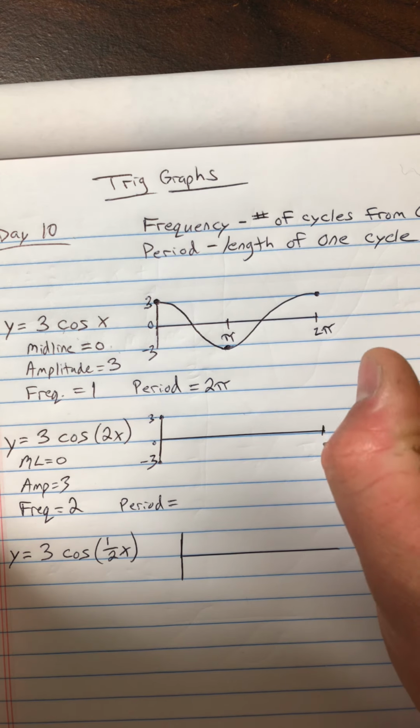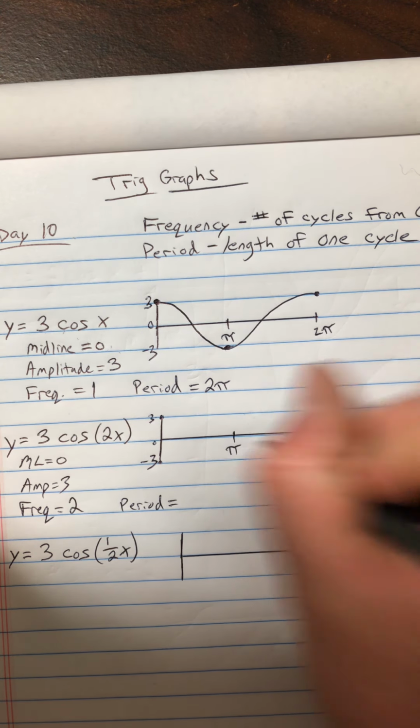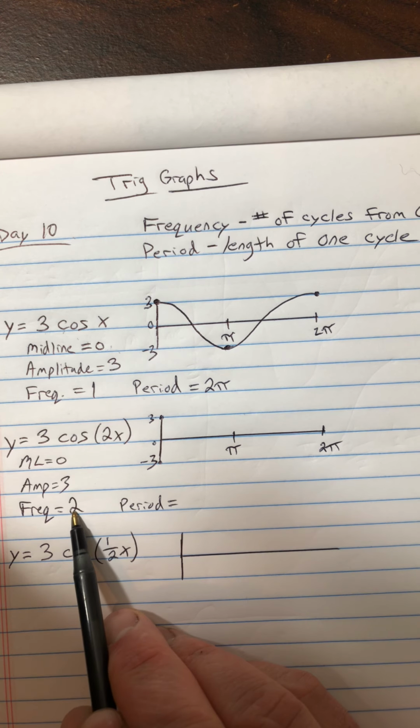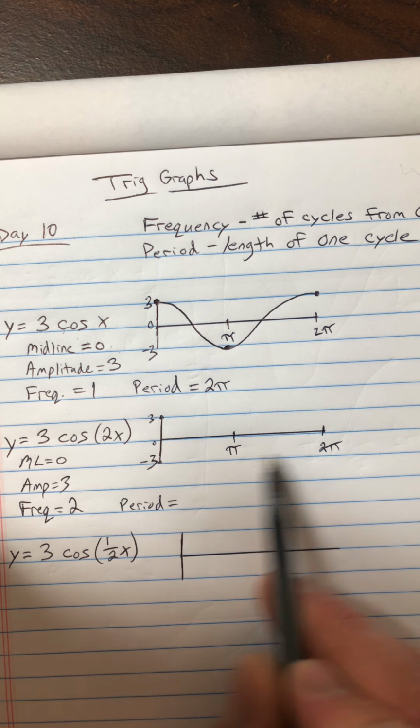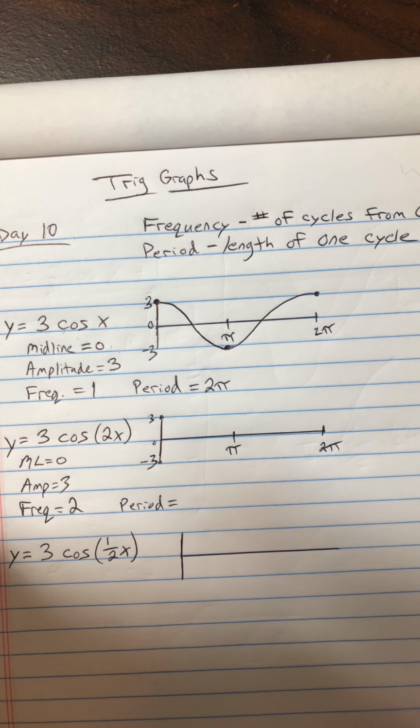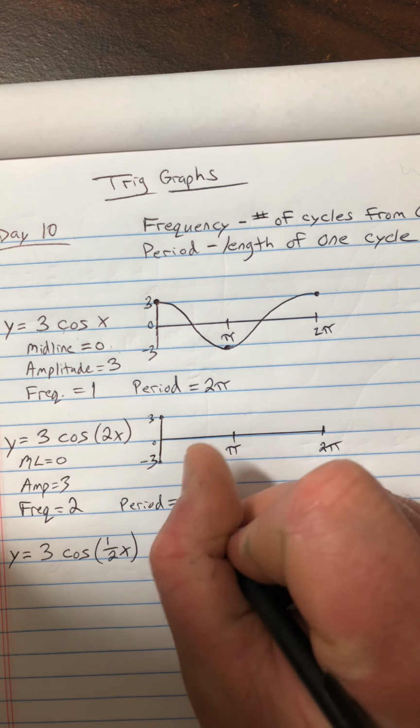All right, if you want to make it out to 2 pi again, you can. Half of that's pi. But if I'm going to see 2 cycles from 0 to 2 pi, the length of one of those cycles has got to be out to pi. All right, so the period in this one is just pi.